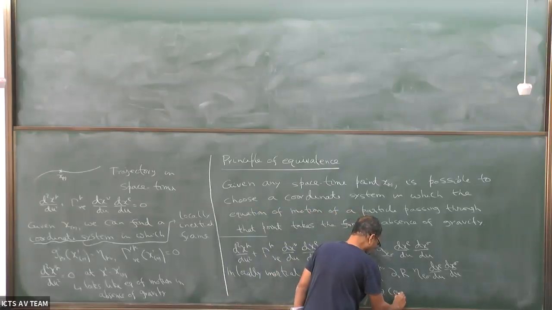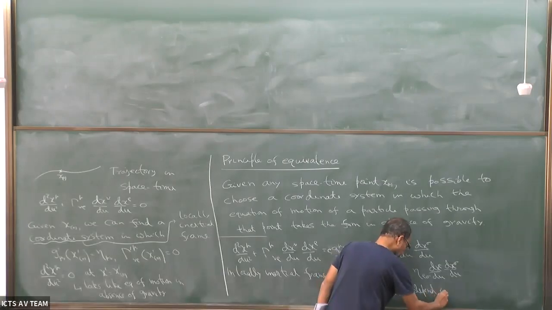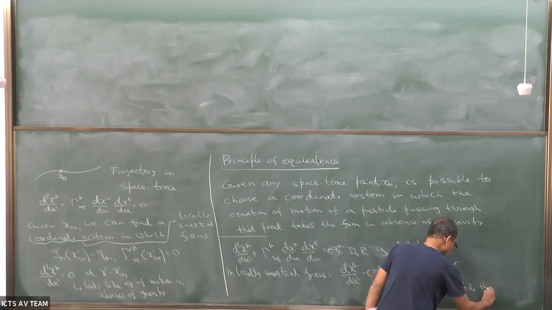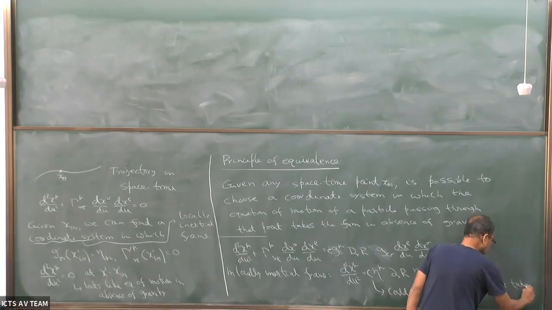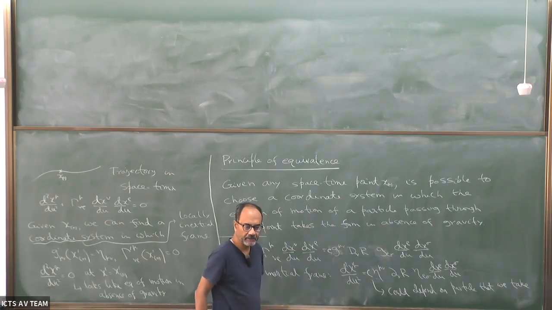It could depend on the particle that you consider. So if you are studying the motion of the electron, it may have one constant value, right? If you are studying the motion of the neutrino, it may have another constant value, and so on.